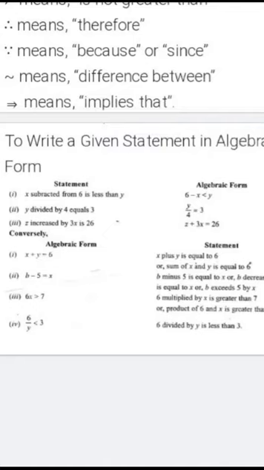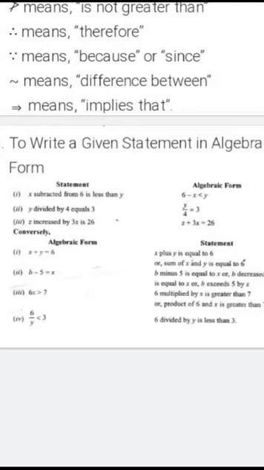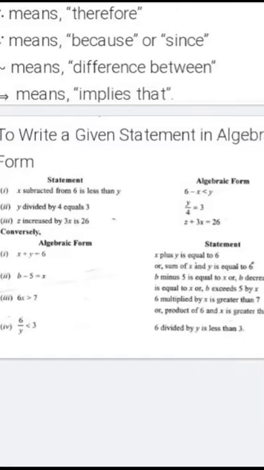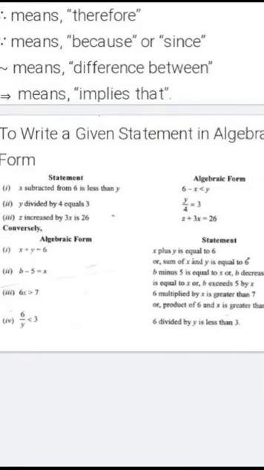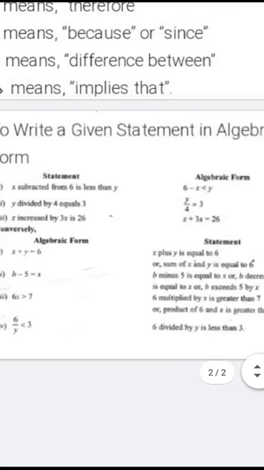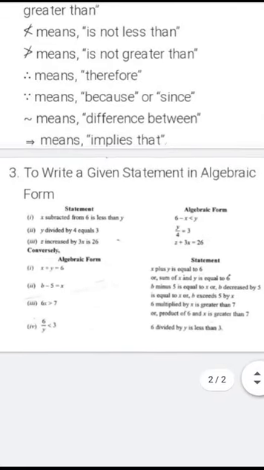So we have converted statement form to algebraic form. In the same way we can write this in reverse also. If the algebraic form is given, same example, 6 minus x is less than y, you can write it like that also: x is subtracted from 6 is less than y. You can write it in another way also. 6 minus x is less than y, like that also you can write. So like that we can convert statement form to algebraic form and algebraic form to statement form. Got it now?